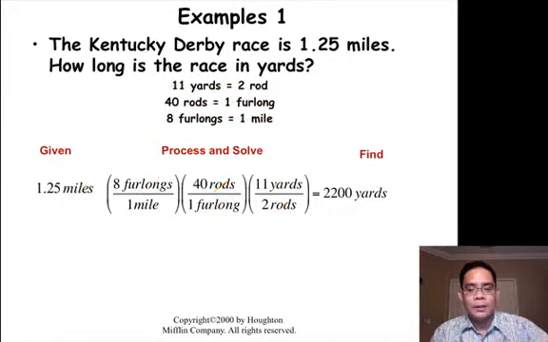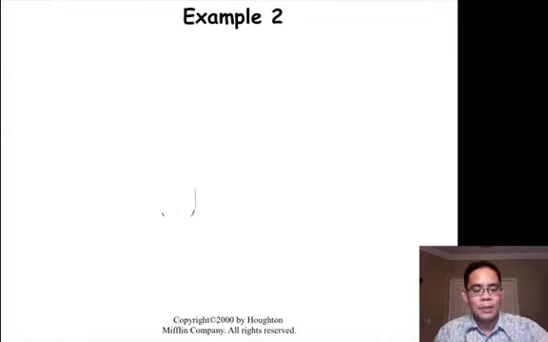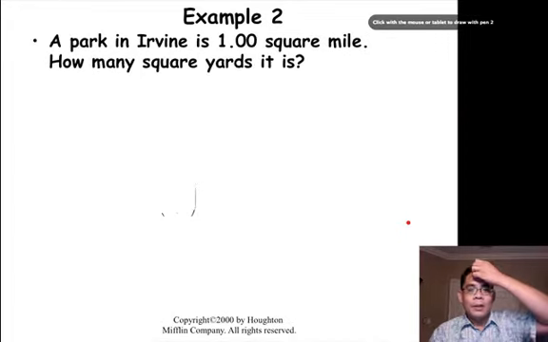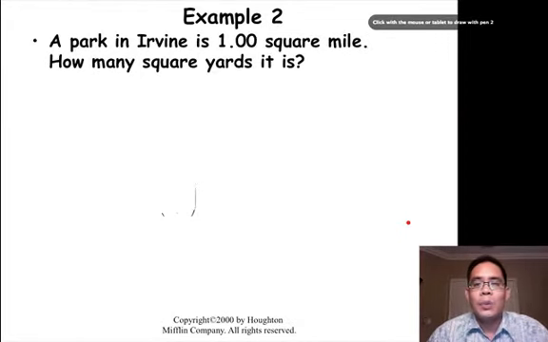Okay, so let's clear that out. Go to the next example. So in example number 2, here it says a park in Irvine is 1 square mile.